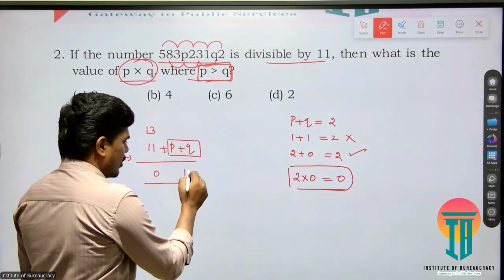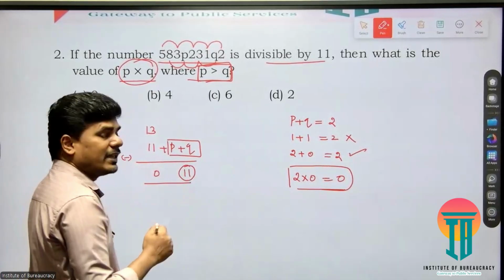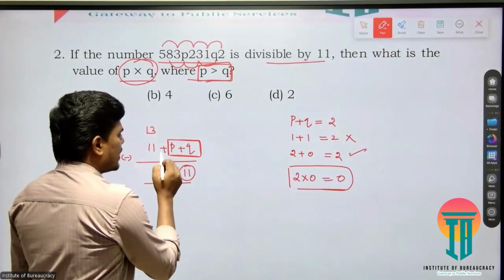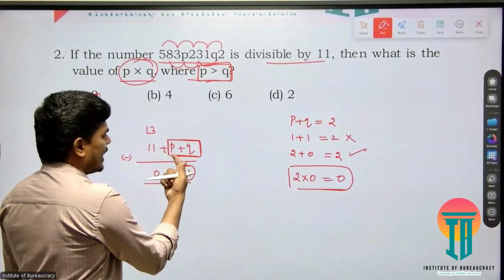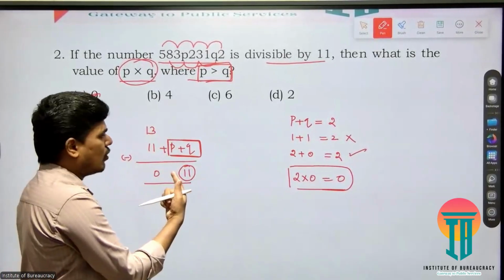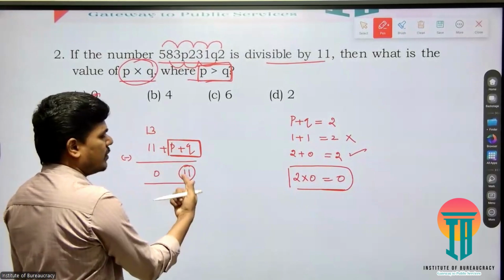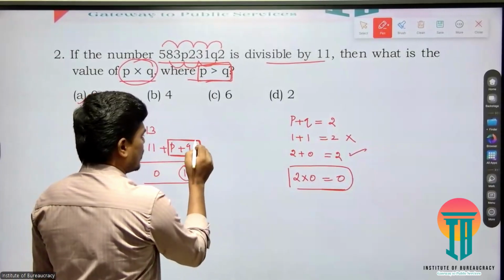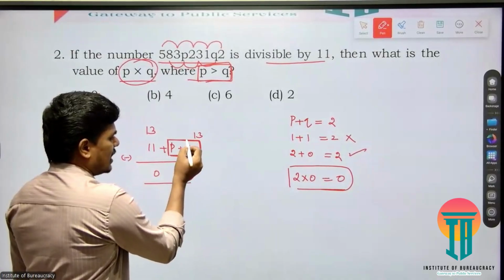So if you think the other way, not only can you get 0 here, you can even have 11 or 22 or whatever. Suppose you want to get 11 here. The difference has to be 11, which means definitely I can increase here only, not here. So 11 plus something minus 13 should be 11. That means it is going to be 13 here. P plus Q 13 means it is going to be 24.